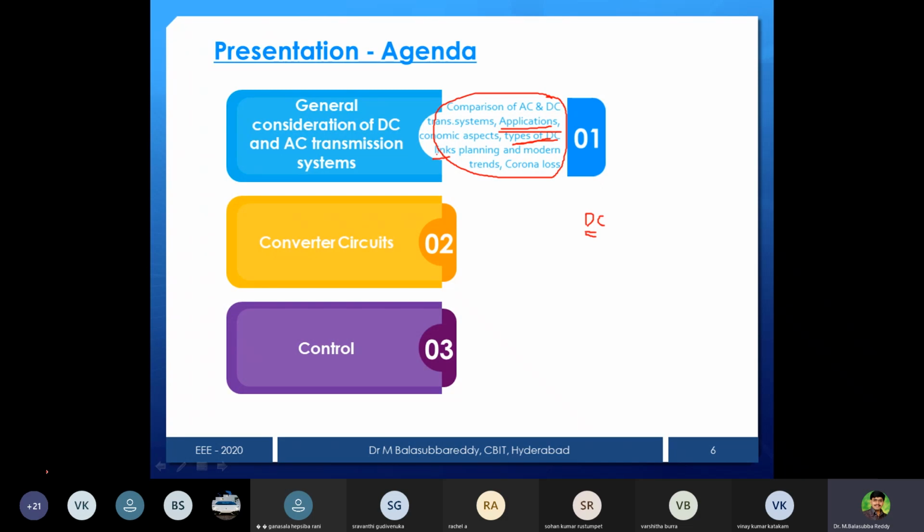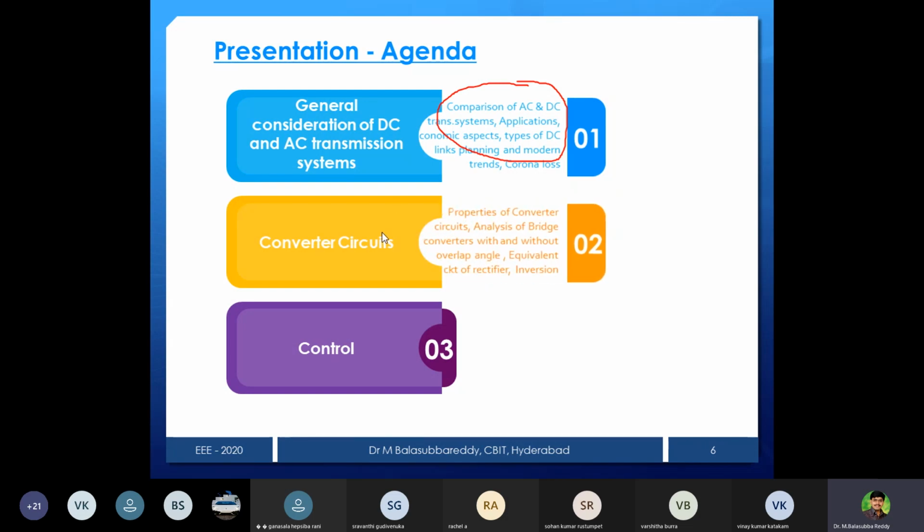Only the comparisons, advantages, disadvantages, applications and types of link, that is homopolar, bipolar, monopolar. These are the different types of links, and planning, and then modern trends. That's what I mentioned, all the syllabus here: planning of HVDC transmission, modern trends in HVDC transmission, and corona losses. There is an effect in DC transmission too, but it is much more in AC transmission; in DC transmission it is very low comparatively. So all this will come under the first unit. This is the brief introduction about the first unit.